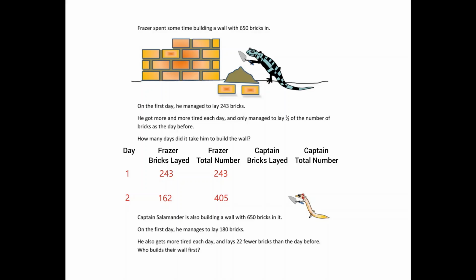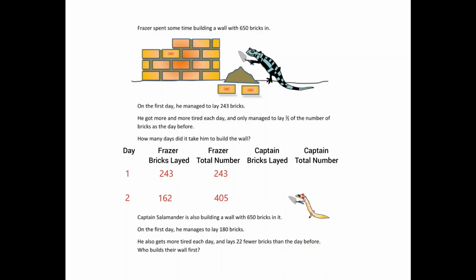180 bricks. Now, here's where the reading and comprehension is very, very important, because if you act on the fact that you're going to assume that he's going to lay down 2/3 of the amount of bricks like Fraser, you're going to get this wrong. Okay, so like any good reader, you've got to read everything, because this one's going to be different. And let me read that to you. This is the third sentence here, right below where he says he laid 180 bricks. I'll read it to you now. He also gets more tired each day and lays 22 fewer bricks than the day before.